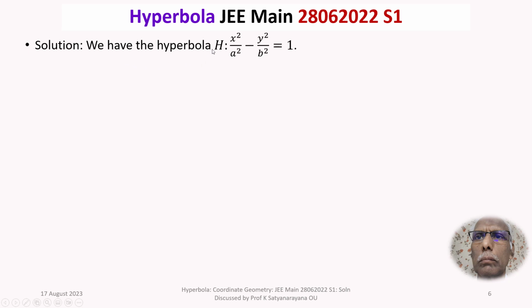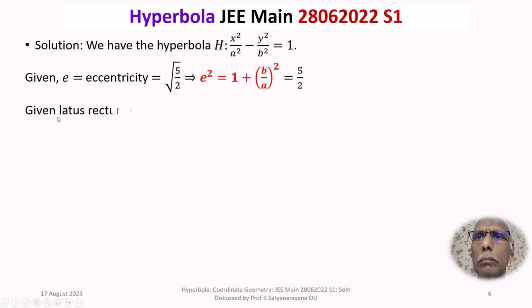We have the hyperbola H given by x square by a square minus y square by b square is equal to 1. Given its eccentricity e as under root 5 by 2, the formula for the eccentricity of the hyperbola is e square is equal to 1 plus b by a whole square, and that will be e square is 5 by 2. We are also given length of latus rectum as 6 root 2. The length of the latus rectum for this hyperbola is given by 2 times b square by a, and that is equal to 6 root 2.